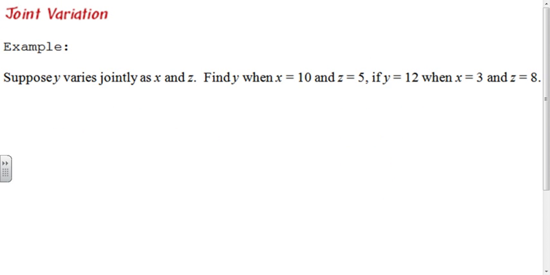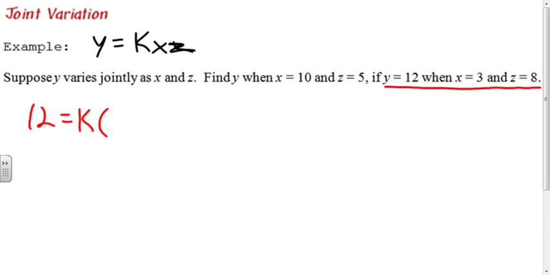Now let's try joint variation. So again, we have 3 different values that we need to be looking at here. So we would say y equals kx, whoops, that's a z, kxz. And what we know, if y equals 12 when x is 3 and z is 8, 12 equals k times x is 3, z is 8. 3 times 8 is 24, so 12 equals 24 times k, which tells us then that k equals 1/2.